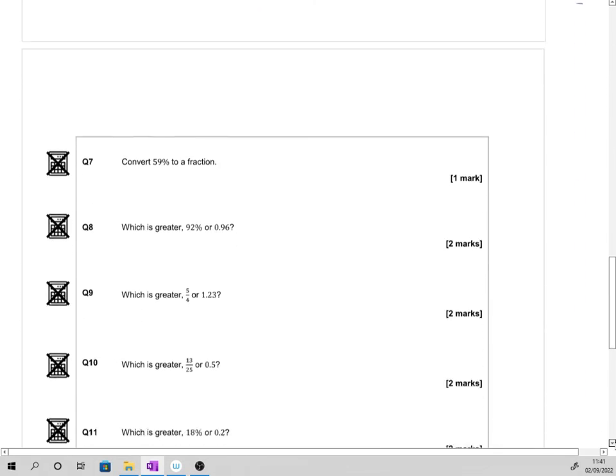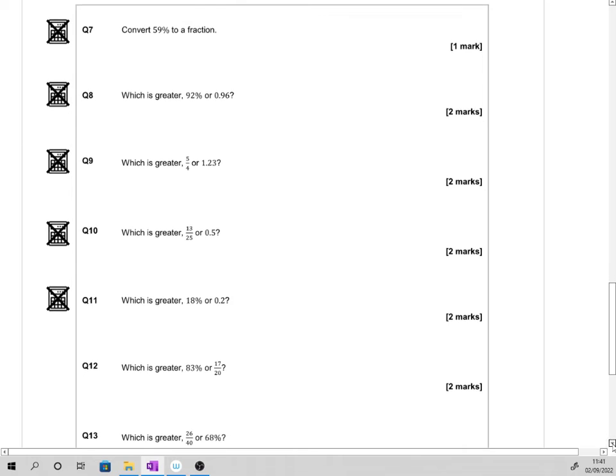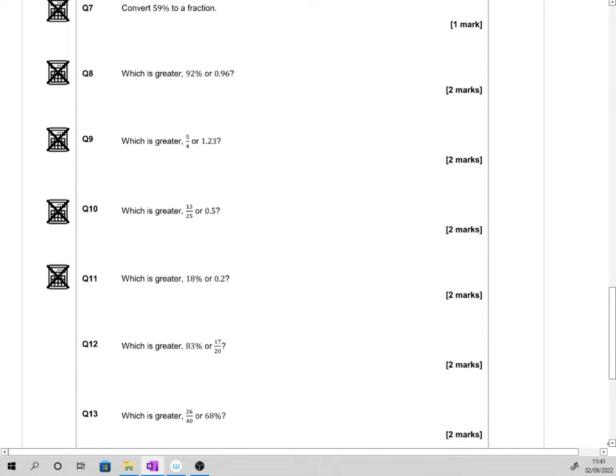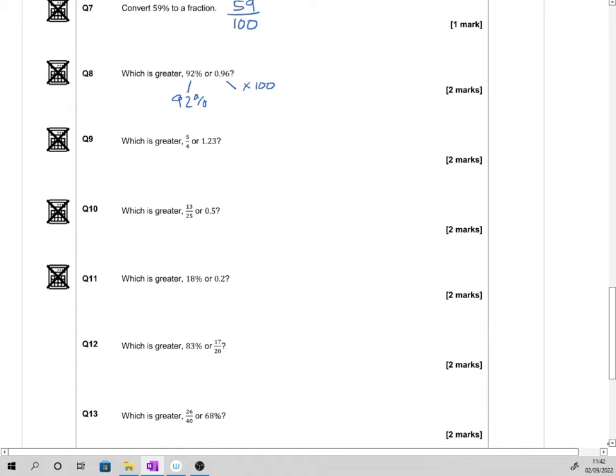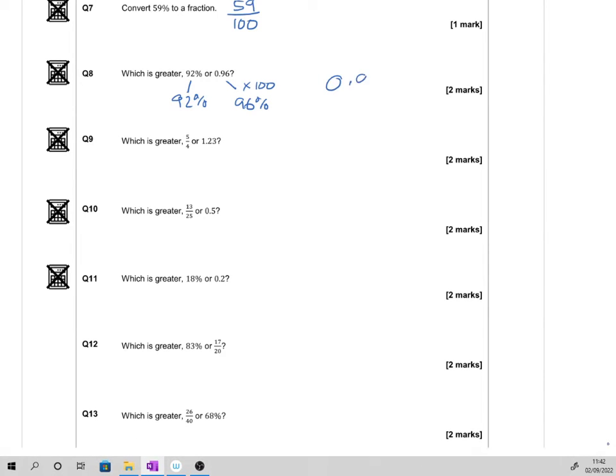Oh, got some more. Okay, right. Convert 59% to a fraction. So that's 59 hundredths. Which is greater, 92% or 0.96? Well, if we say that's 92%, and this we multiply by 100, then that will come up as 96%. So the greater is 0.96.